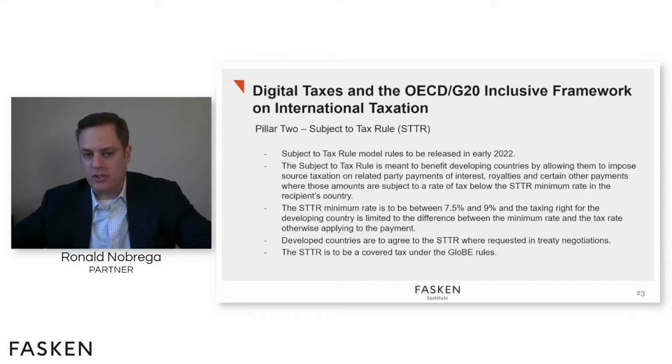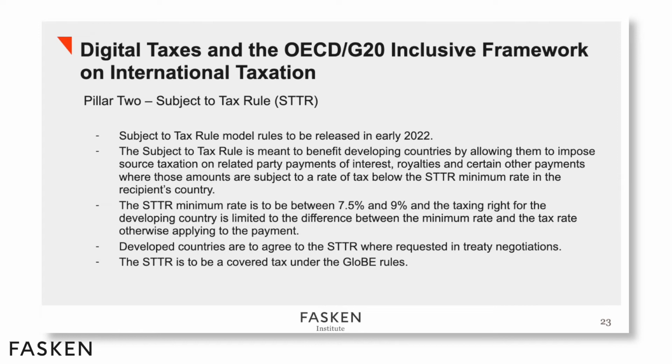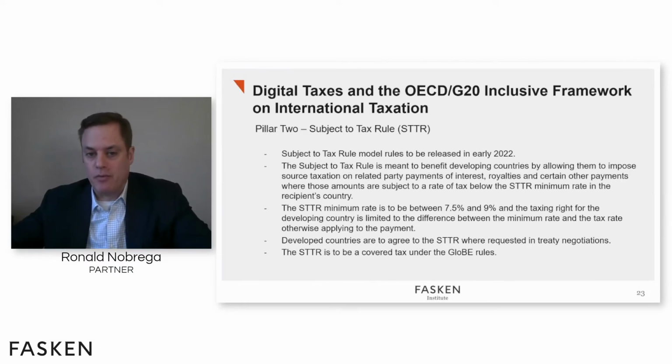So when we have such low taxed payments, the paying country can top up or apply tax on these payments equal to the difference between the 7.5% or 9%, whatever is applicable, and the rate of tax applying in the recipient country's jurisdiction. Okay, so I just mentioned that the computation of the STTR is based on that 7.5% or 9% rate, and the difference from the actual rate of tax in the recipient jurisdiction can be taxed by the paying country. Developed countries are supposed to agree with developing countries to the STTR, the subject to tax rule tax, which would be a covered tax under the GLOBE rules.